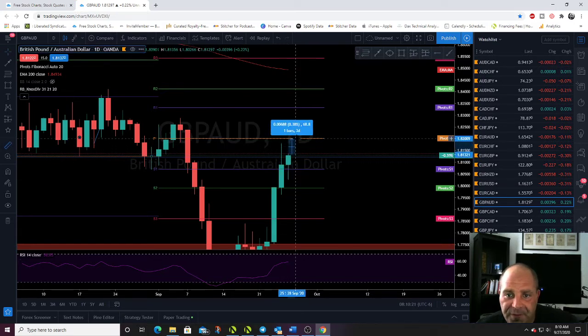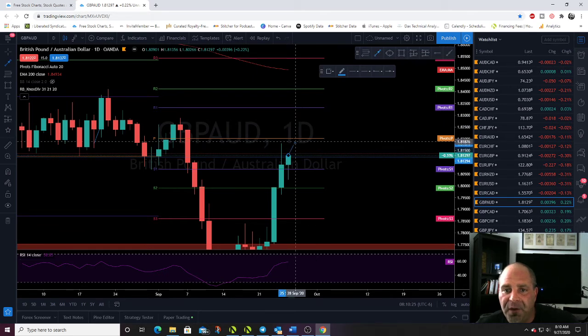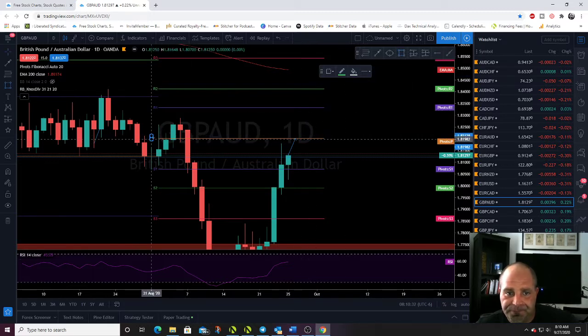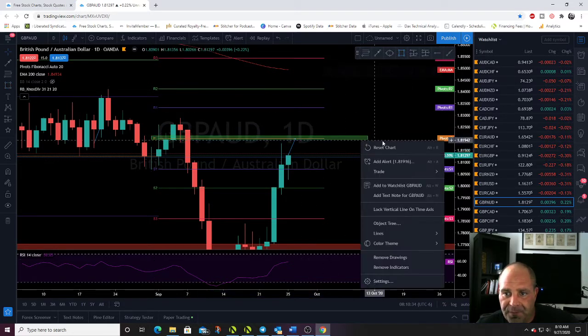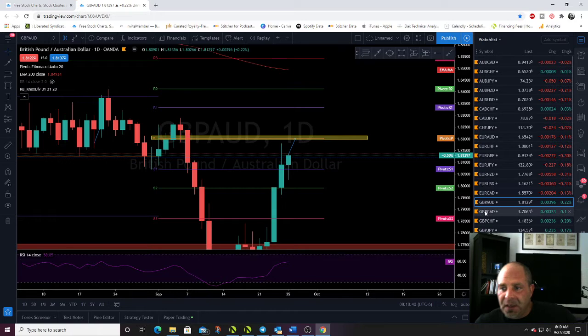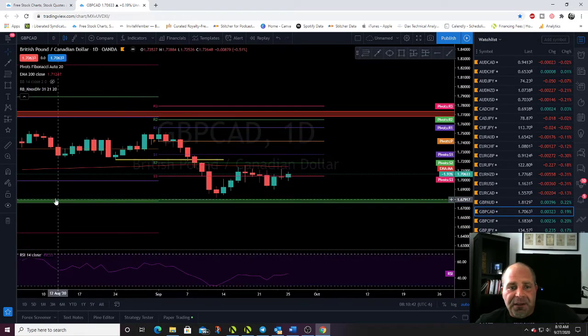I like that move. That's a 68 pip move, highly probable from where we're sitting right to that pivot. And then that's going to tell us where we want to go. That's our inflection zone. There we go.